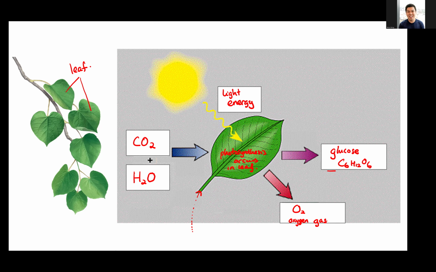And they produce the sugar, which they store inside the plant's body for further use to obtain energy, and release oxygen gas. The oxygen gas is released into the atmosphere, in which other organisms can utilize this.